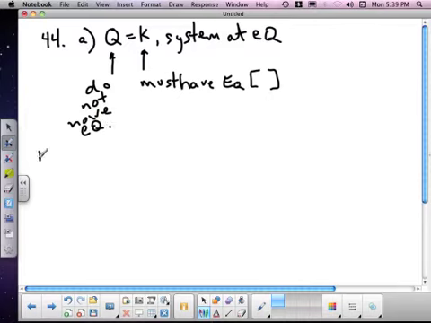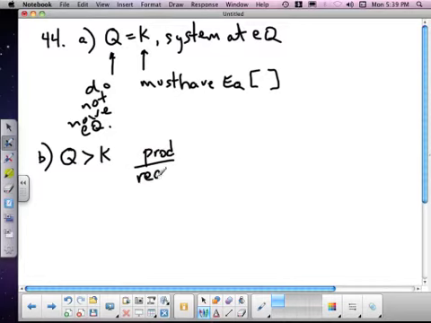And B asks, now this is not really a problem, but I thought it would be good to go over it. B asks, if Q is greater than K, how must the reaction proceed to reach equilibrium? They're both the same. They are a ratio of products to reactants.